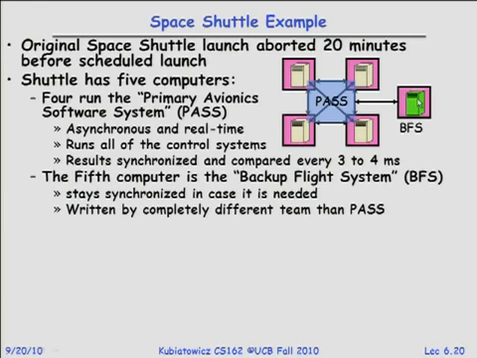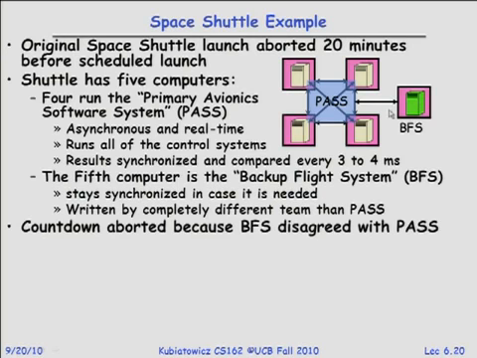Okay, and why did this happen, that the things were aborted? Well, because the BFS disagreed with the set of 4. Said, well, they got the wrong answer. Now, it did it 1 out of 67 times, which of course included the one time that they were on the shuttle launch ready to go.